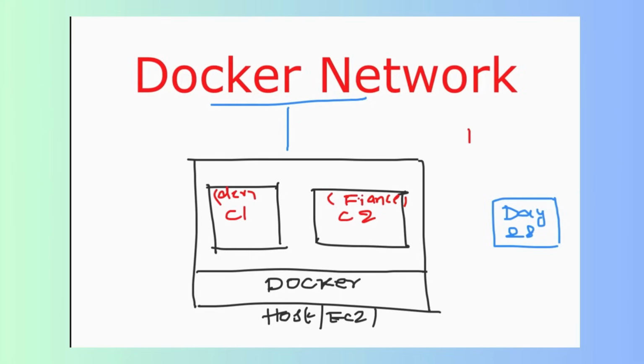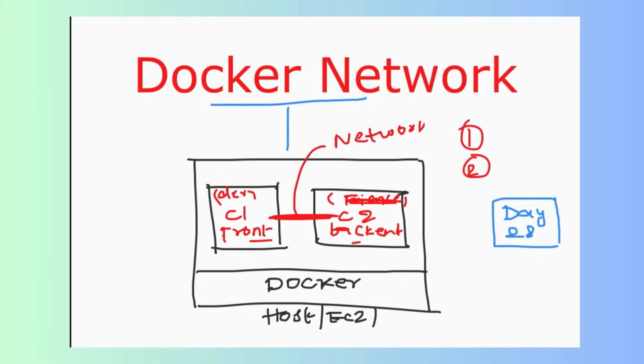Let's understand two scenarios. Scenario one: let's say this is a front end container, and instead of finance container, let's call this a back end container. Obviously, the front-end container has to talk to the back-end container. So there has to be a common networking way of how one container can talk to the IP address of another container. And by default, any container should definitely be able to talk to your host, right?